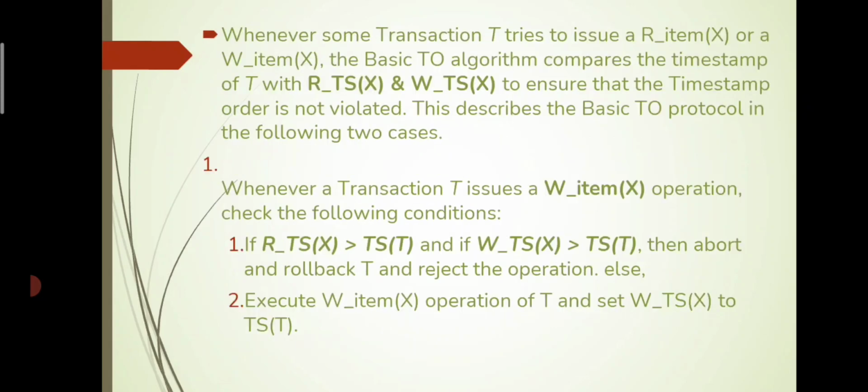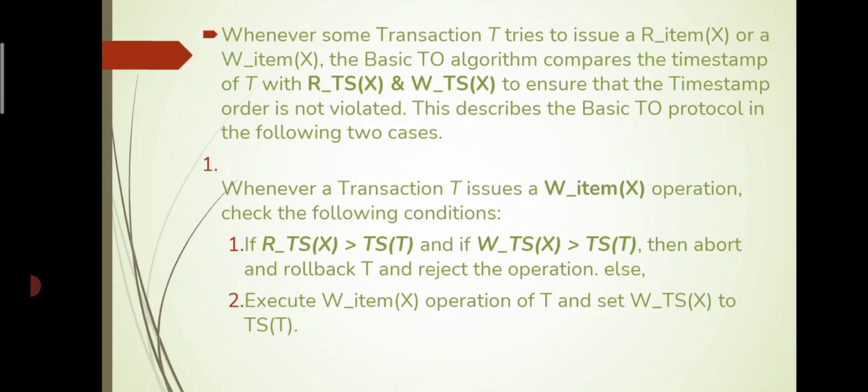Whenever a transaction T tries to issue a read_item of X or a write_item of X, the basic TO algorithm compares the timestamp of T with R_TS and W_TS of X to ensure that the timestamp order is not violated. This describes the basic TO protocol in the following two cases.